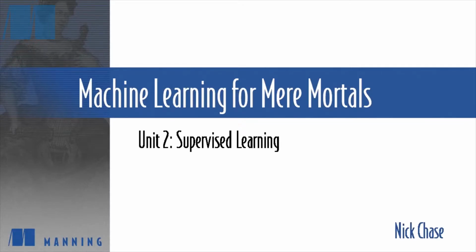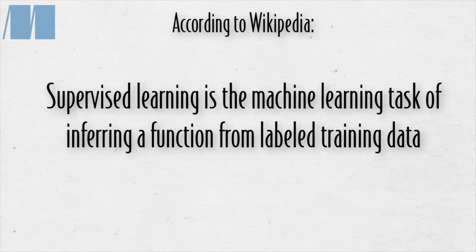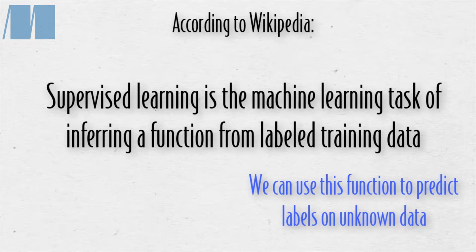Okay, now that we're all set up, we can start looking at actual machine learning tasks. We're going to start simple with supervised learning and linear regression. Now, if you remember, supervised learning is when we have data that is already labeled and we train the algorithm using that data. Once it's trained, it can then predict labels on data it hasn't seen before.